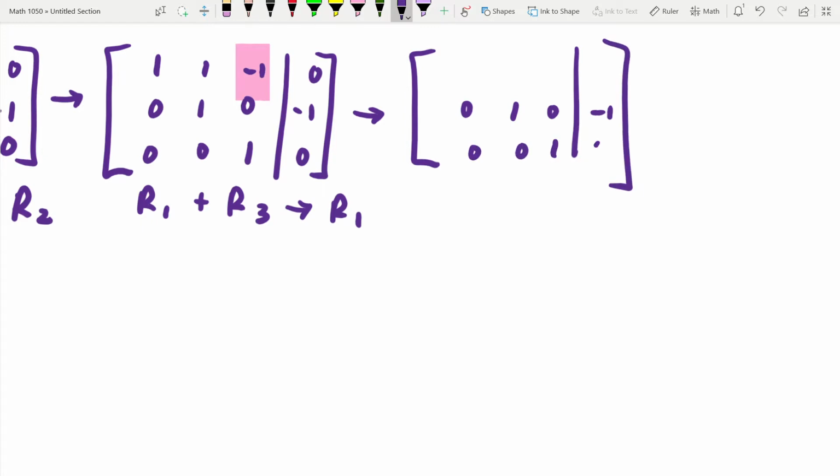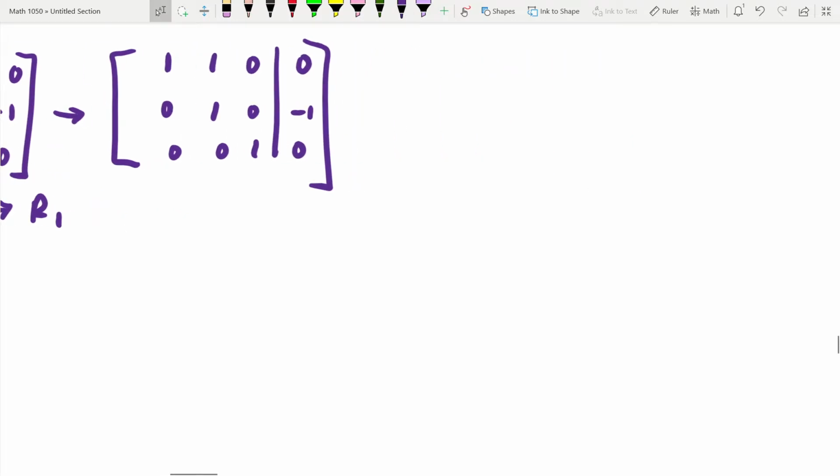Row 3 doesn't change. Add row 1 and row 3 together, and you get 1, 1, 0, 0. I only have one thing left to do, and that's to get a 0 right there. Which one is better? Row 1 minus row 2 or row 2 minus row 1? You tell me. Row 1 minus row 2. Yep. So I'm going to go row 1 minus row 2 becomes my new row 1.